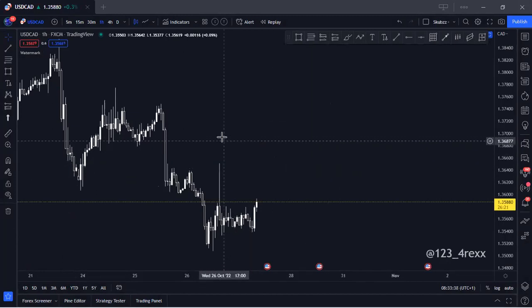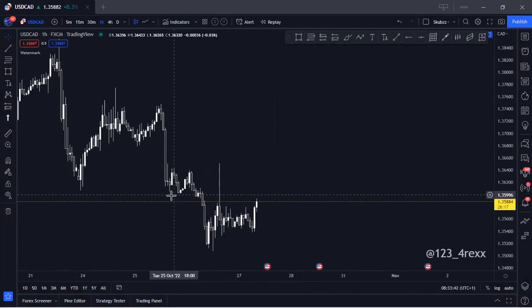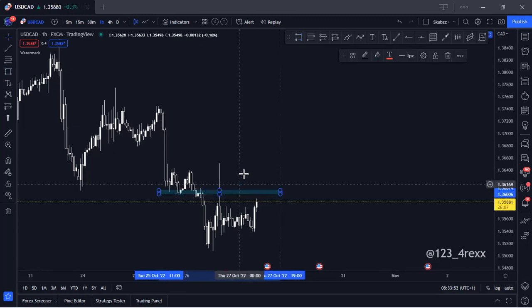USD CAD is quite tricky. Yesterday, I actually wanted to sell USD CAD. I dropped a sell limit at this level here before the news, but I deleted it. And the news actually came, picked it up, and sold it to the downside. It's still selling.